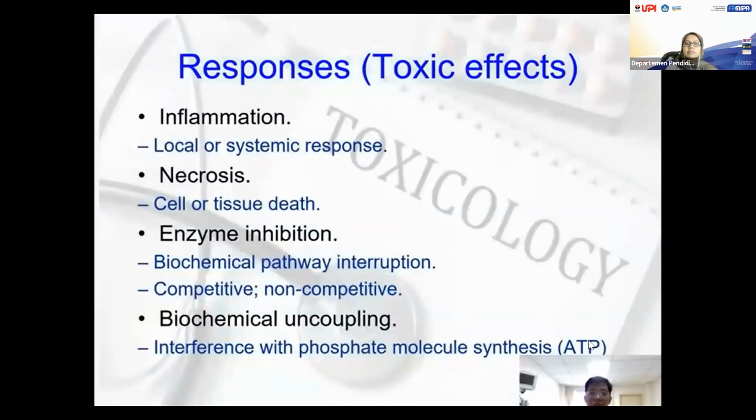Some examples of toxic responses are inflammation, which can be a local or systemic response. Then we have necrosis, which means cell or tissue death. Then we have enzyme inhibition, which means certain enzymes in the body are inhibited by a chemical, interrupting the biochemical pathways. It can be competitive or non-competitive. For example, as I mentioned earlier, methanol and ethanol are two chemicals that will be metabolized by the same enzyme.